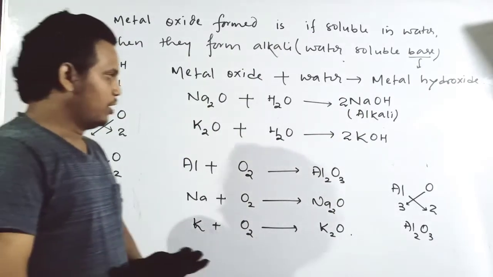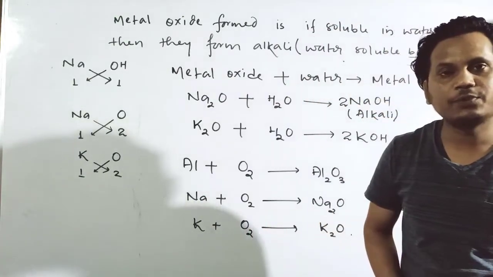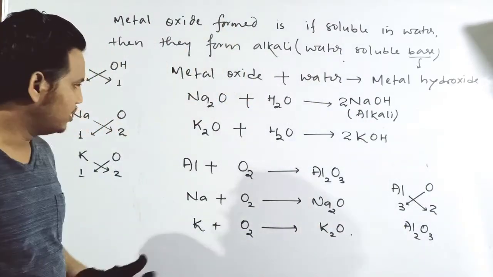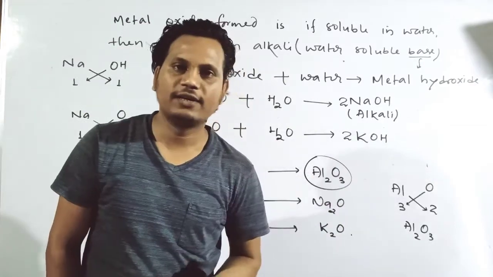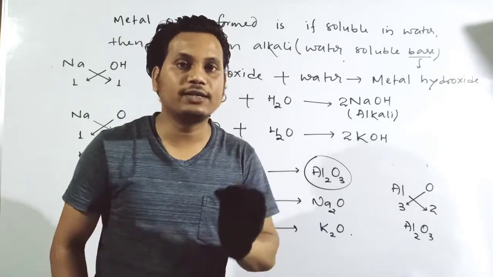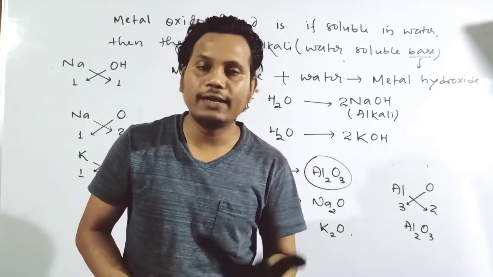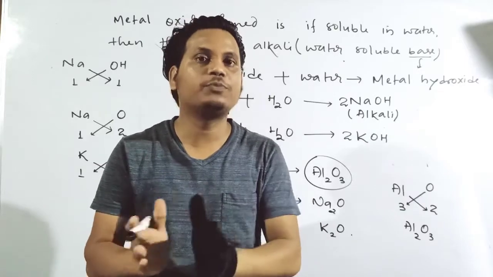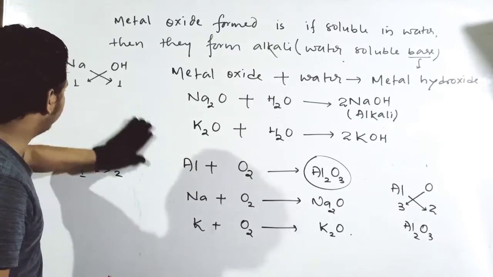Now again, some metal oxides behave both as an acid as well as a base. Like aluminium oxide, zinc oxide. These are the metal oxides which can behave as both acid and base. They show both the properties of acid and base, and they are called amphoteric oxides.